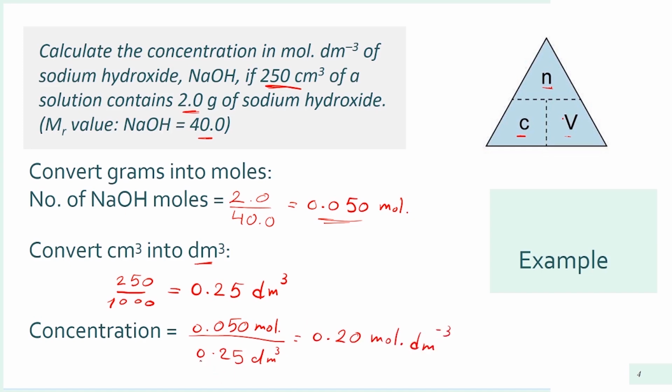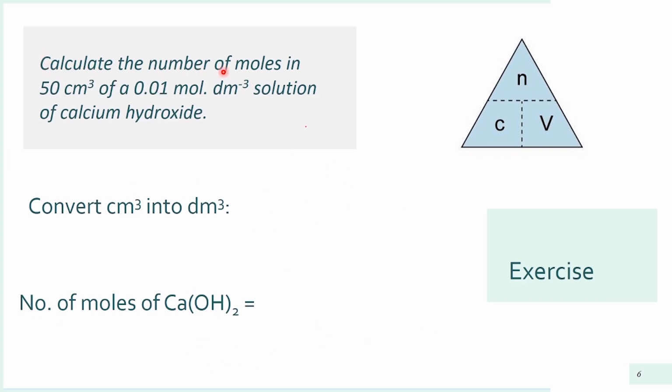Let's solve another exercise. Calculate the number of moles in 50 cubic centimeters of 0.01 moles per cubic decimeter solution of calcium hydroxide. You can see we have the volume, which is equal to 50 cubic centimeters, and the concentration 0.01 moles per cubic decimeter, and we need to calculate the number of moles. We know C and V, and we need the N. If we multiply the concentration C by the volume of the solution V in cubic decimeters, we can obtain the number of moles.